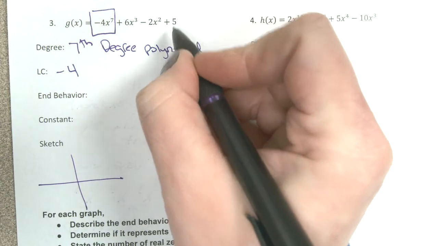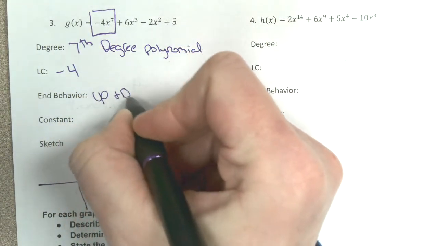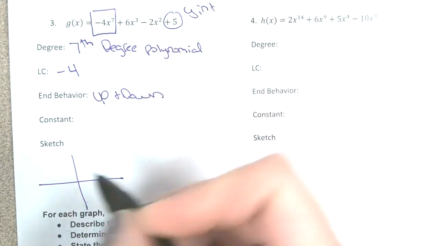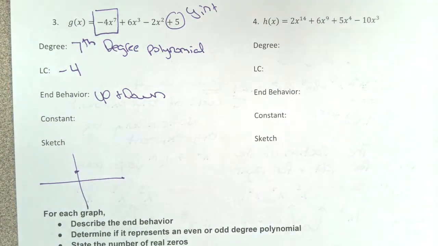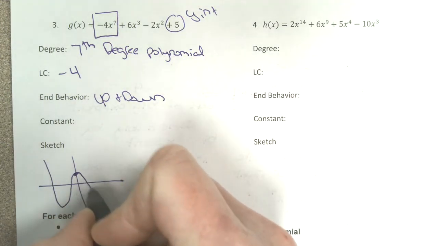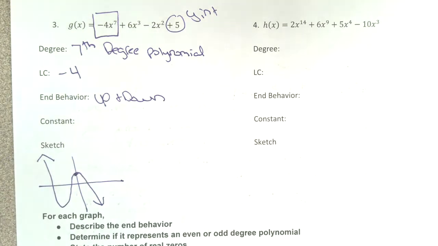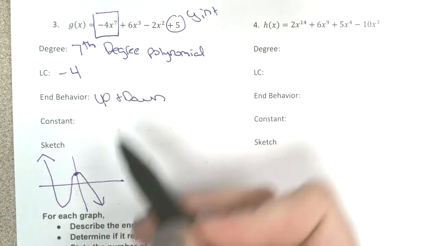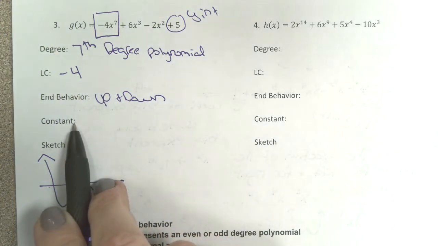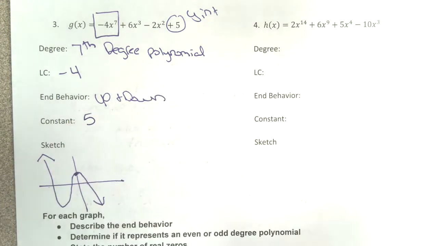And it has a y-intercept. It's going to go up and down. That right there tells me I have a y-intercept up here at 5. Up and down. It could look like this. This one does not have an x-intercept, so there are probably a couple of imaginary ones. We'll talk about that later. What is the constant? The constant is 5, and I sketched it.